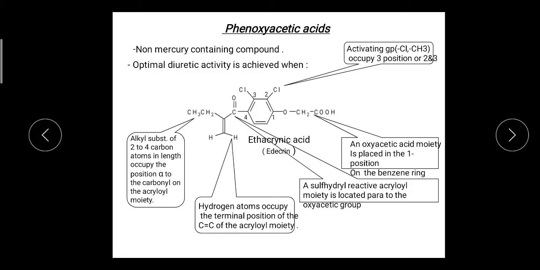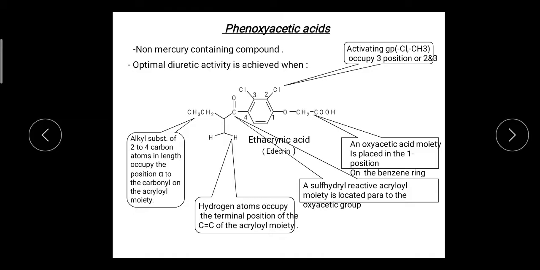Then the second point: activating groups should occupy the second and third positions. So here, at the second and third positions, there is a chlorine group. A sulfhydryl reactive acryloyl moiety is located para to the oxyacetic acid group. Here the acryloyl moiety is para to the oxyacetic acid group.